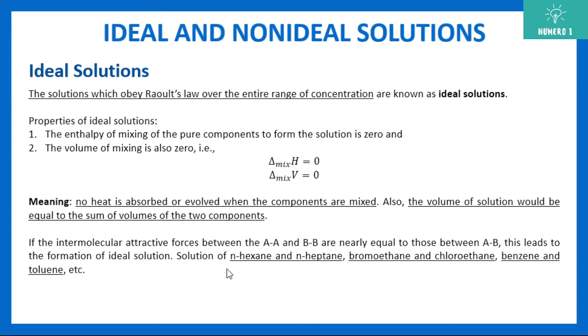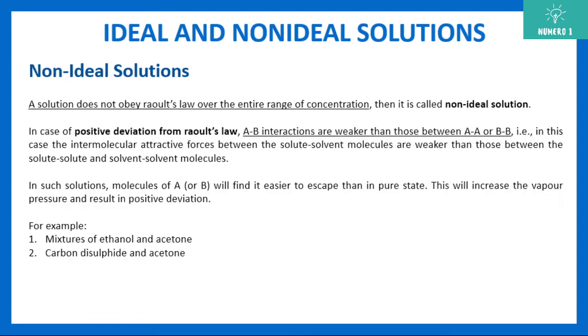And one more example, benzene with toluene. So you can have many more examples. So important here is that the interaction between AA and BB should have the same amount of intermolecular attractive forces as that of AB or BA. Okay. Now, talking about non-ideal solution.